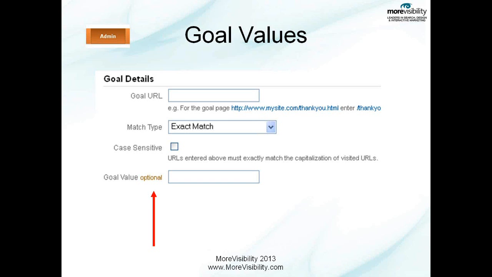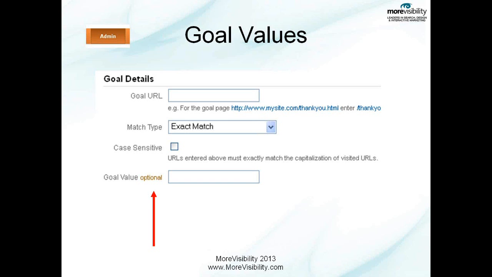You need to define values for all these interactions. Somebody fills out a lead, how much is that worth to your organization? If you can't figure that out, then just pick a number, $1, $10, $100, something, and then work from there. It's very important that you start to think about what these interactions are worth. So goal value is not optional.